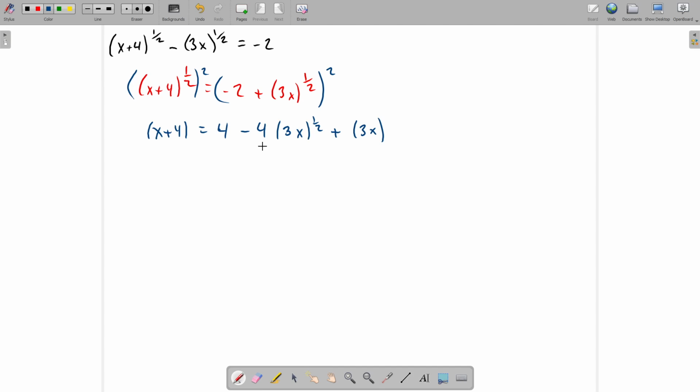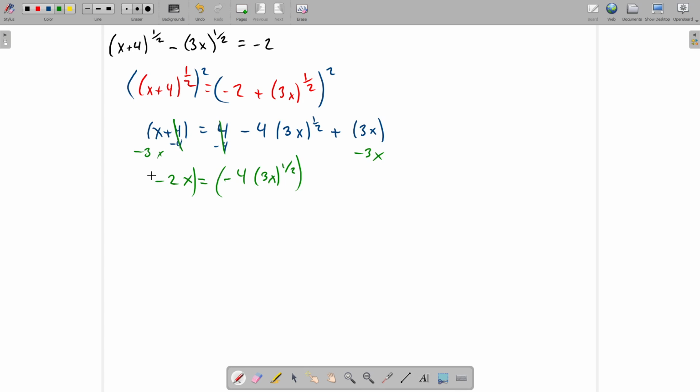So now what I want to do is get everything that isn't this square root term onto the other side. So the 4 I'm going to move over, and the 3x I'm going to move over. So if we subtract 4 from both sides, it's going to cancel. And if we move the 3x over, we're going to have -2x is equal to -4 times 3x to the 1/2.